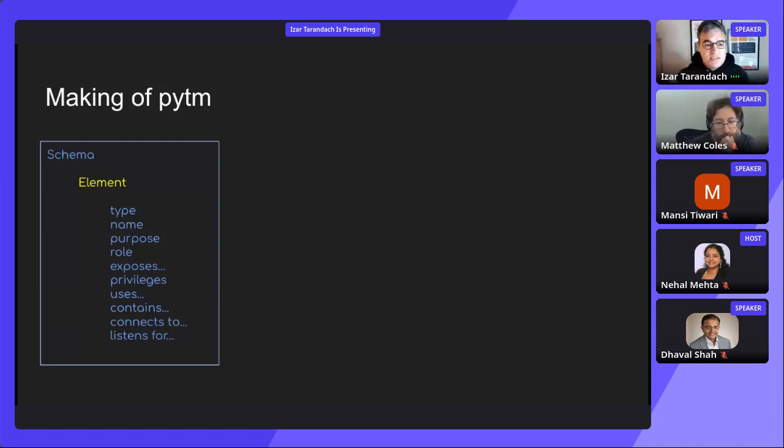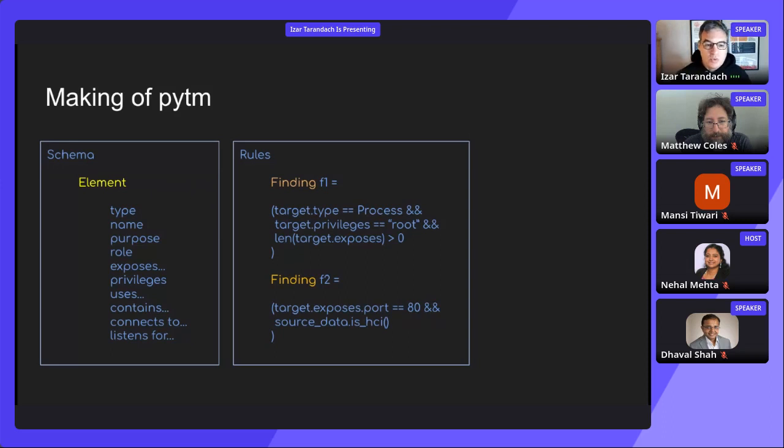For each one of those elements, we gave it a type, a name, a purpose. We have to document what those things do, and the things that it exposes, the privileges that it needs, what is it used for, what it contains. Some of those contain other elements themselves, what it connects to and what it listens to, and many other attributes that by specialization, each one of these elements has. On top of that, we put some rules, and those rules evaluate the value of those attributes and reach a true or false result representing a finding.